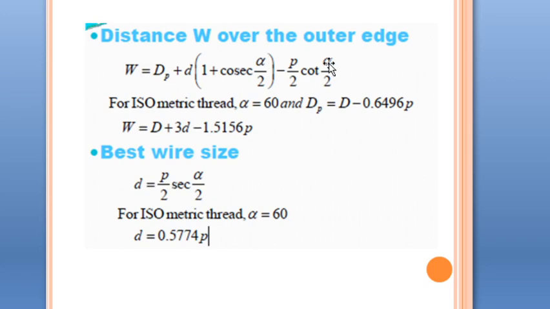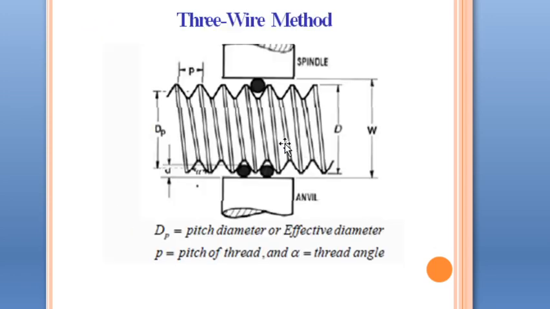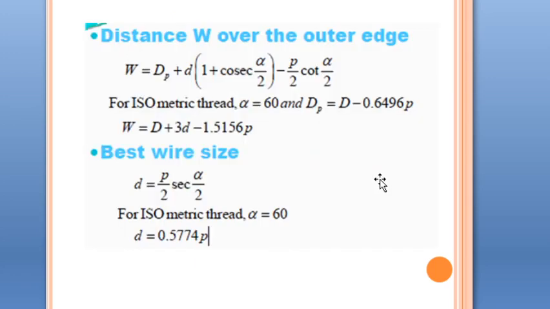Formula used in the three wire method. Here alpha is the thread angle. In an isometric thread, alpha equals 60 degrees. Therefore, simplifying the formula, W equals D plus 3d minus 1.5156 P. W is this distance.